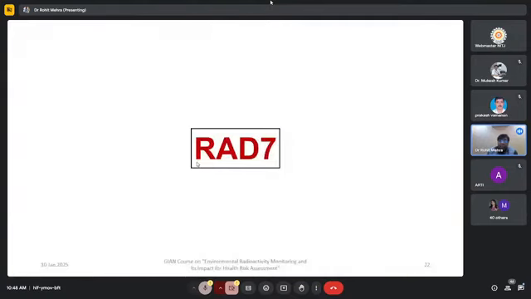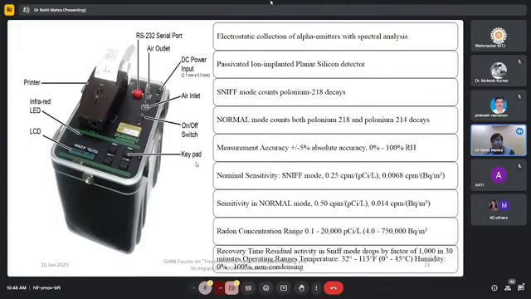Then another important detector is the Rad7, which I was discussing, and which still gives you the best accuracy. We have this detector in our lab also. Again, it is a detector based on alpha emitters with spectral analysis, and it works in two different modes. One of my students, Dr.